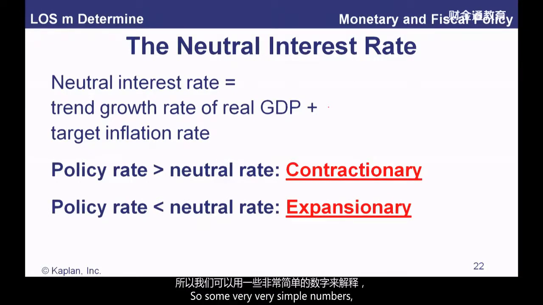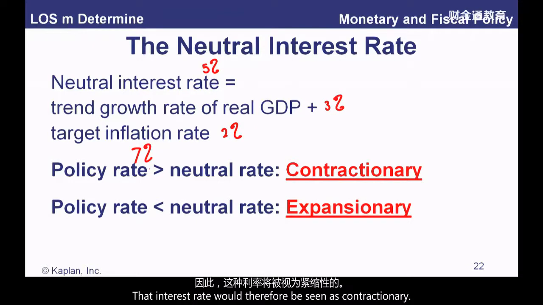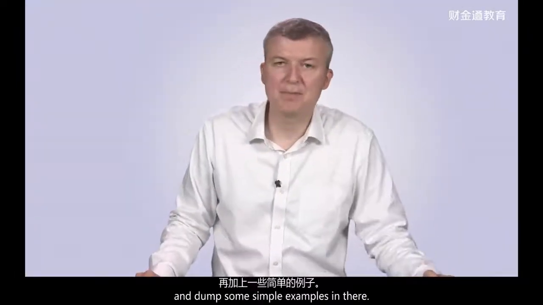So, some very, very simple numbers. If the trend growth rate of real GDP is 3%, and you're targeting inflation of 2%, a neutral rate would be 5%. If you're currently operating at 7%, well, that's greater than the neutral rate. That interest rate would therefore be seen as contractionary. Anything below 5% would be expansionary. So it's worth just having that in your head and being able to dump some very simple examples in there.